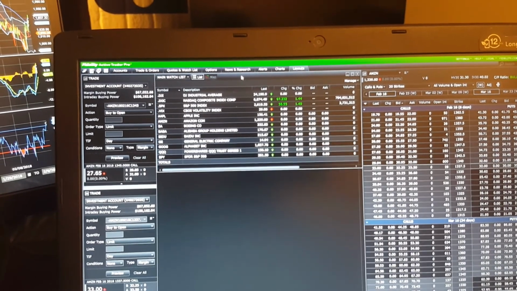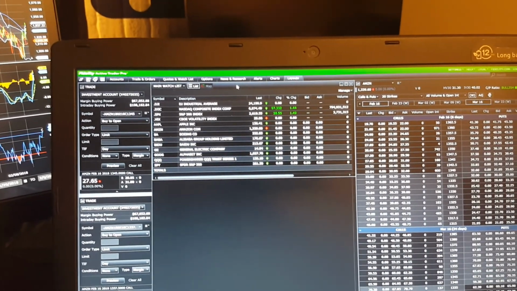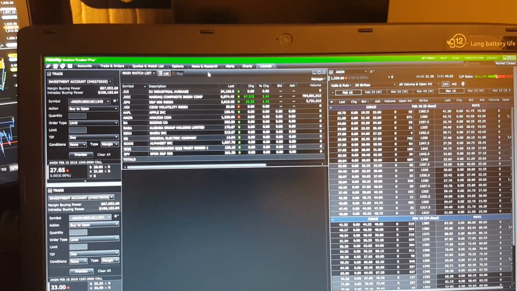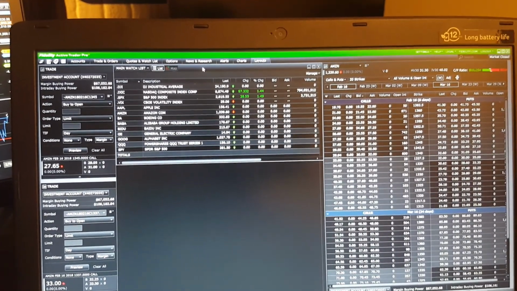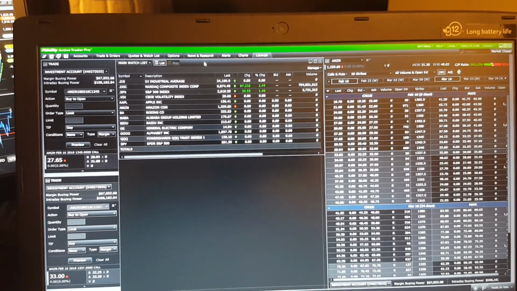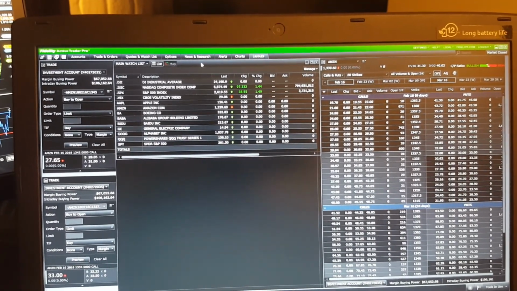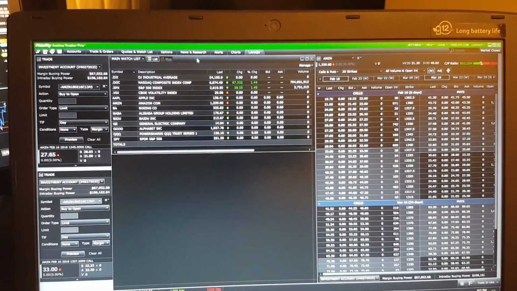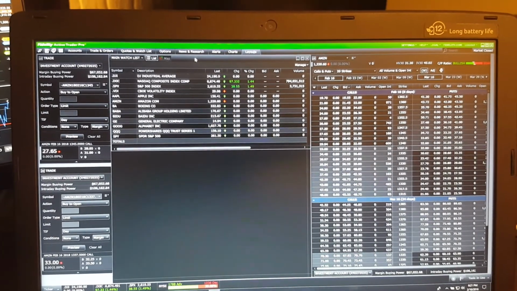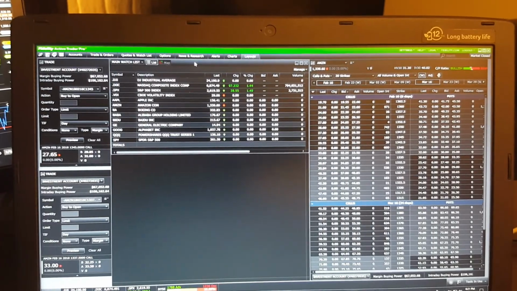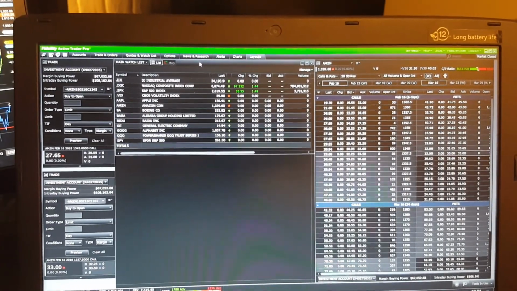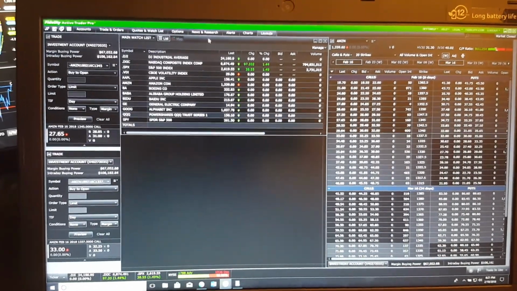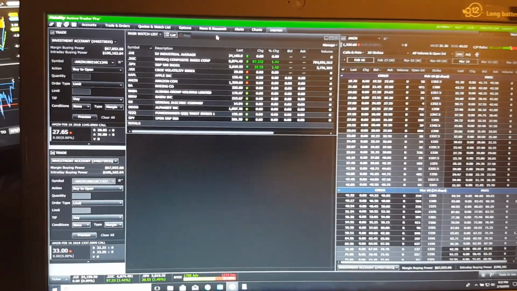Also, I'm starting with a very low account. I started with $30,000. To day trade, you need $25,000 minimum. So I'm really at the bottom, and I don't want to take too much risk. So I'm putting all the risk on myself to only use what I can afford.